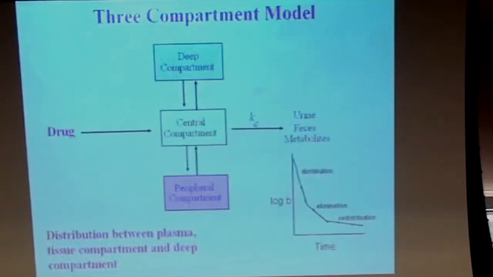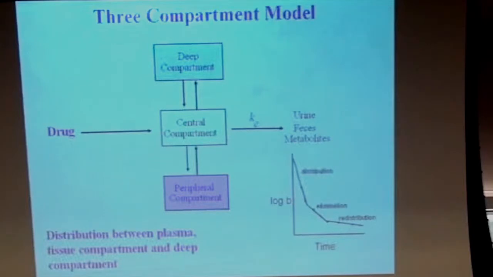Okay, let's make it more complicated. Sometimes you have drugs that will do what the previous drug did, distribute between circulation and the tissue, but some drugs will then also go into a so-called deep compartment. And then you get tri-exponential decay.